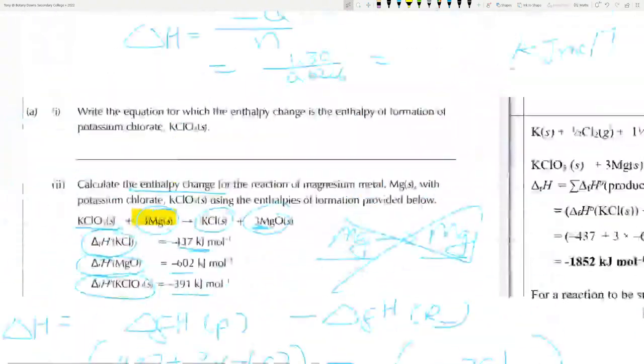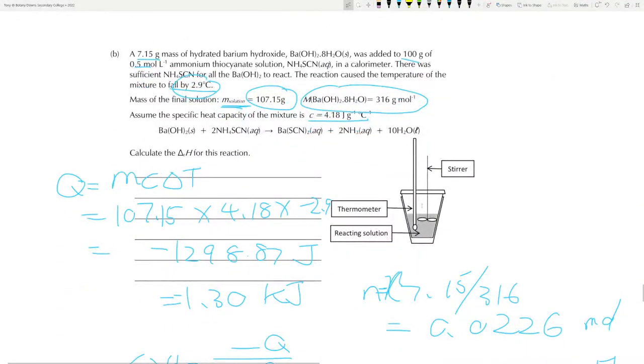And see him with that question that we did just now. Why did you add the mass? Because it literally told you right here, it says the mass of the final solution is 107.15. You just add them together because it's two things mixed together.